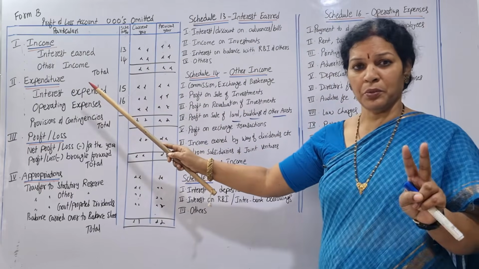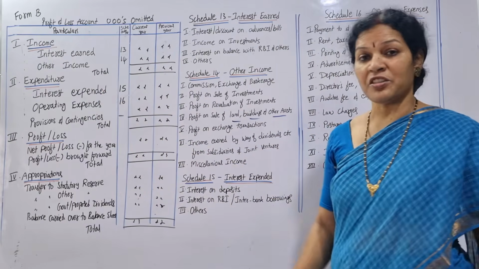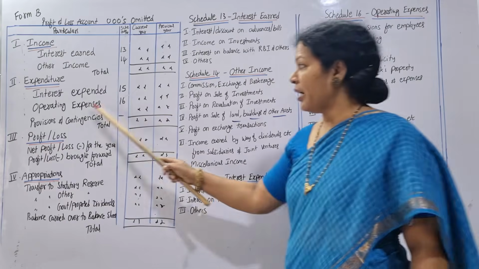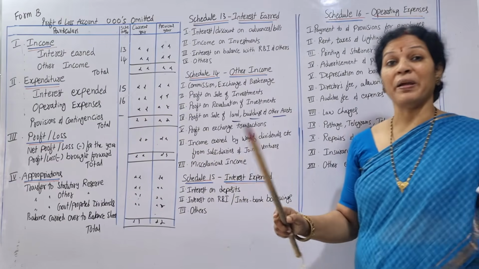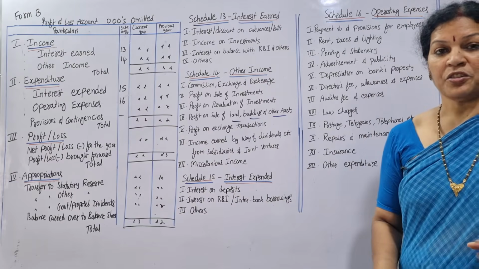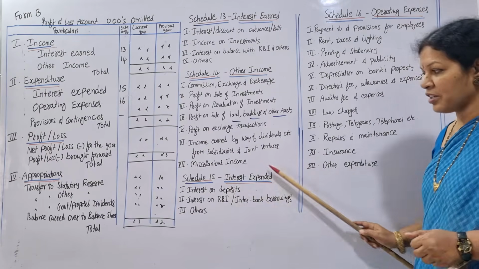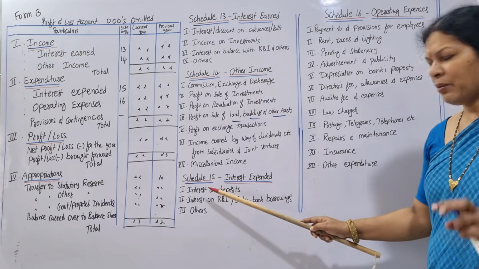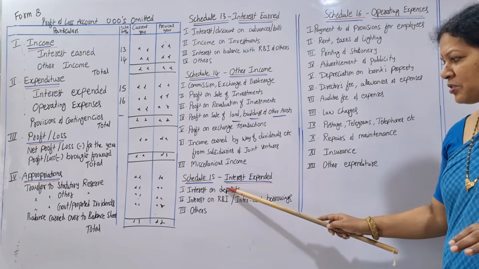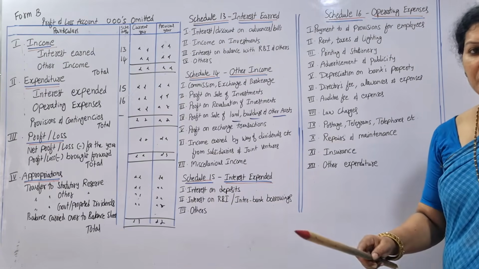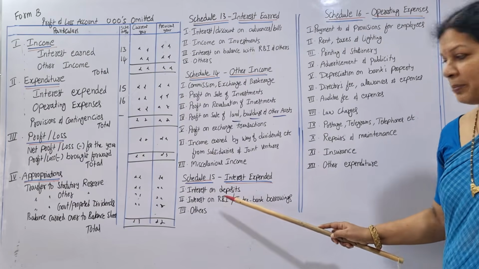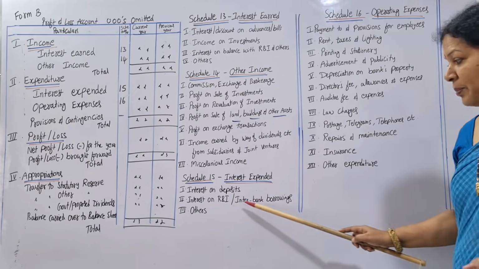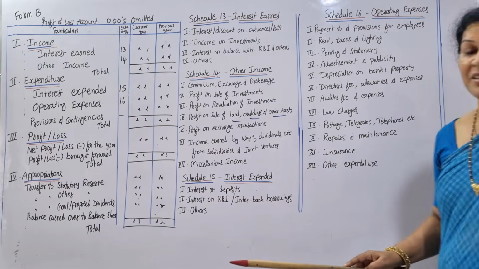Expenditure also we have 2 schedules. One is interest expended and operating expenses. Interest expended means interest paid. Now see, interest expended, schedule number 15. We have only 3 points. One is interest on deposits. Somebody is depositing, so the bank has to pay the interest on that. And interest on RBI, interbank borrowing.